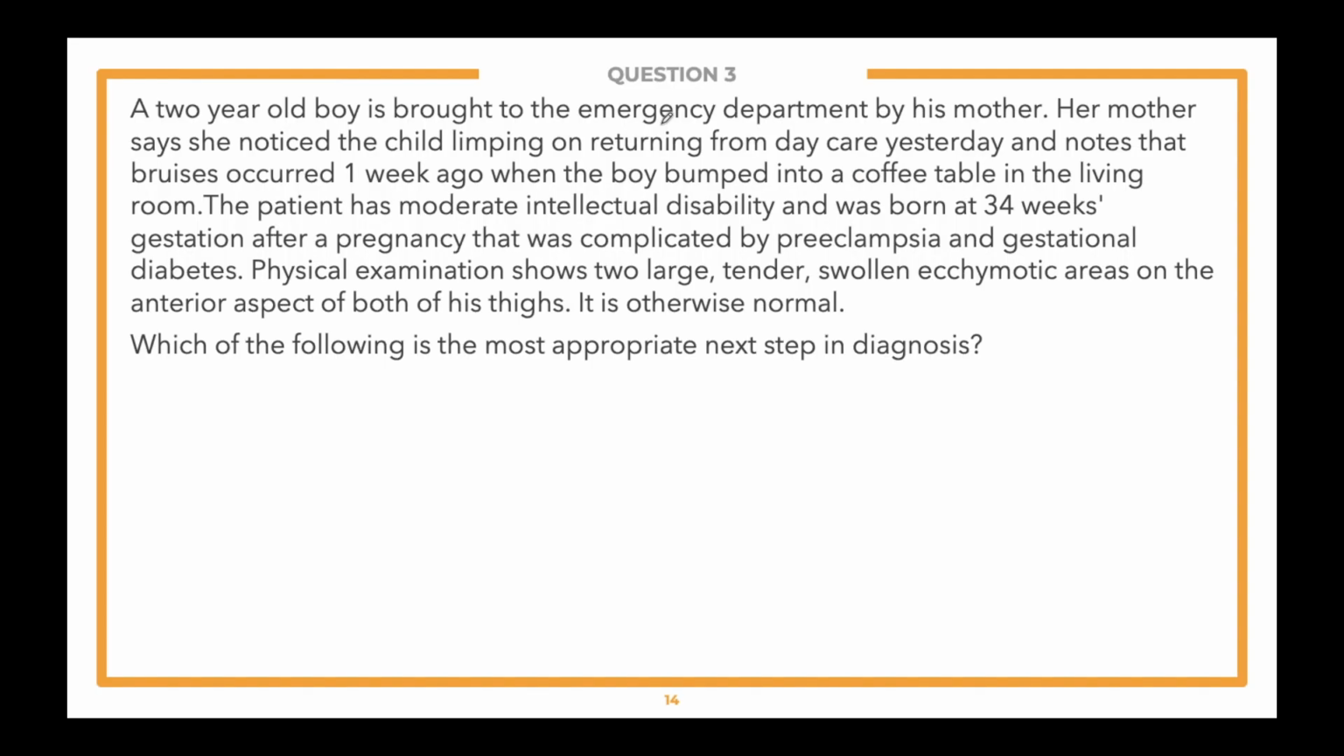Once again, the answer choices are covered up, and we will begin with the lead-in. Which of the following is the most appropriate next step in diagnosis? I'll give all of you a moment here to let us know how many steps you believe this question will require. And then we'll move on to the vignette.